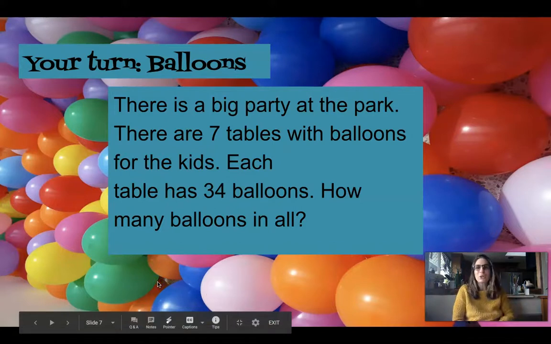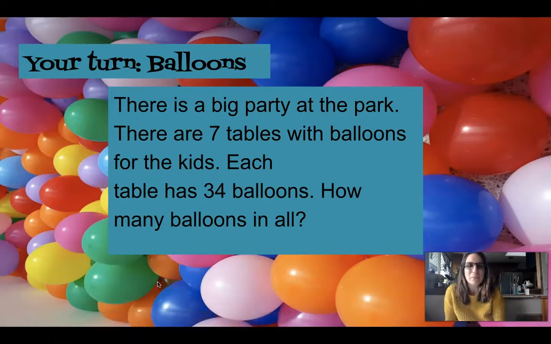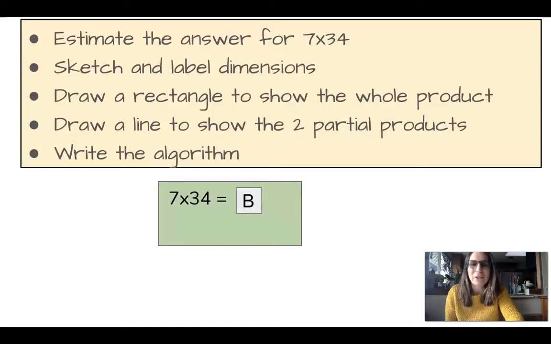This is your turn to practice this balloon story problem. There's a big party at the park and there are 7 tables with balloons for the kids. Each table has 34 balloons. How many balloons are in all? Go ahead and estimate this for yourself, sketch and label the dimensions, and see if your answer matches mine.